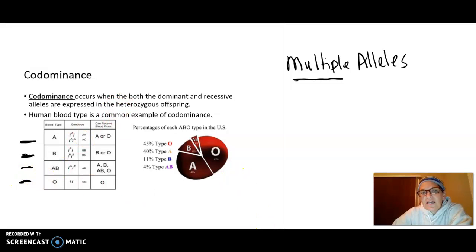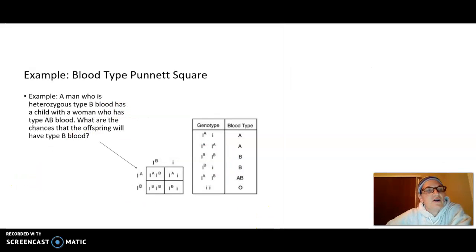So let's take a look at these codominant situations. So here's an example. You have a man who is heterozygous, so he doesn't have the same allele in his genotype, but his blood type is B. And so here's the thing that you need to know. His blood type then would be B. If he's heterozygous, it would be BO.